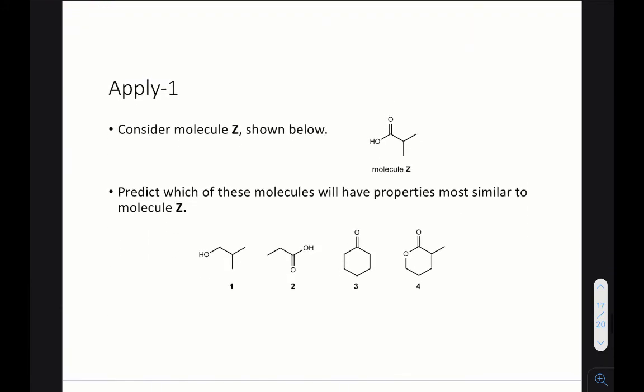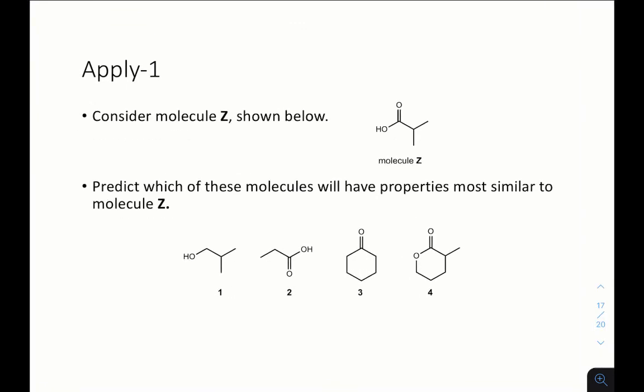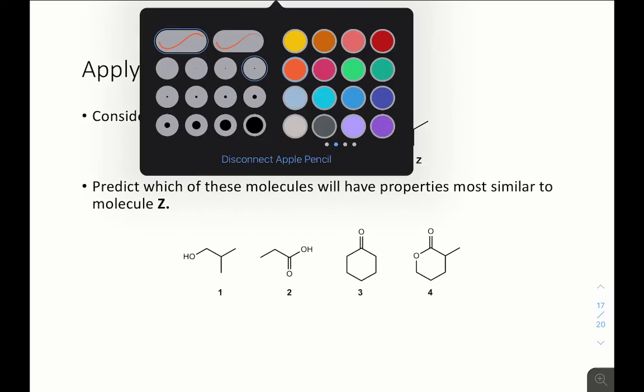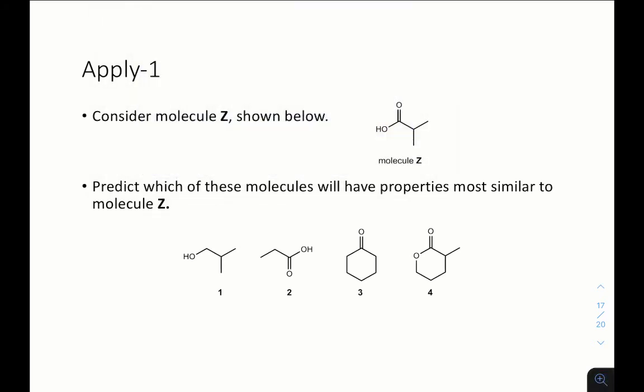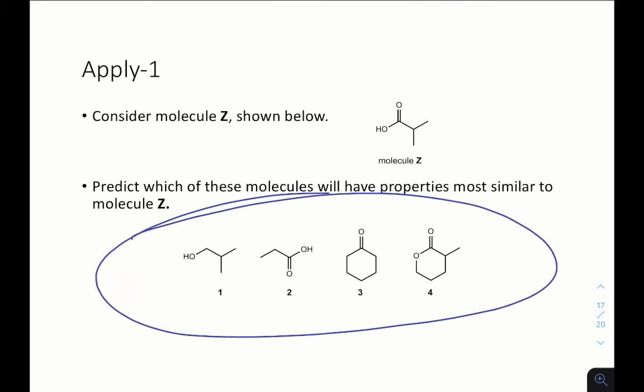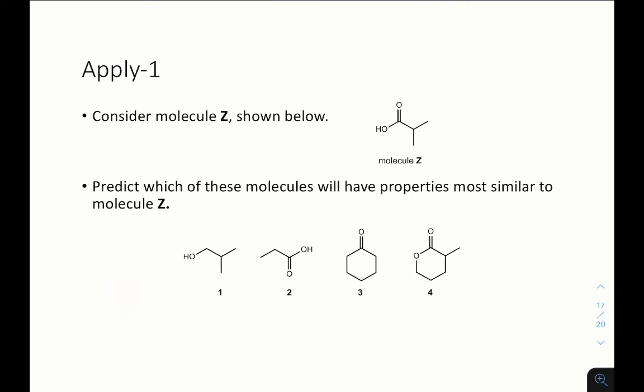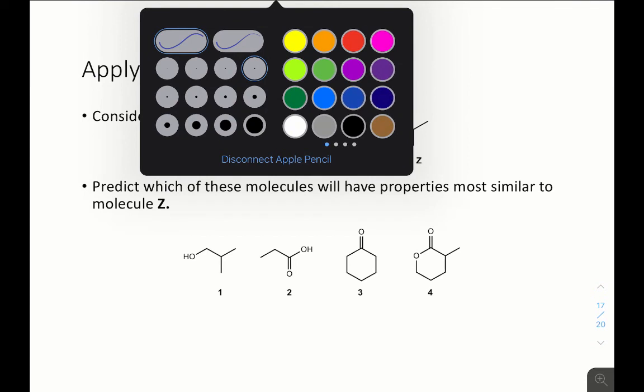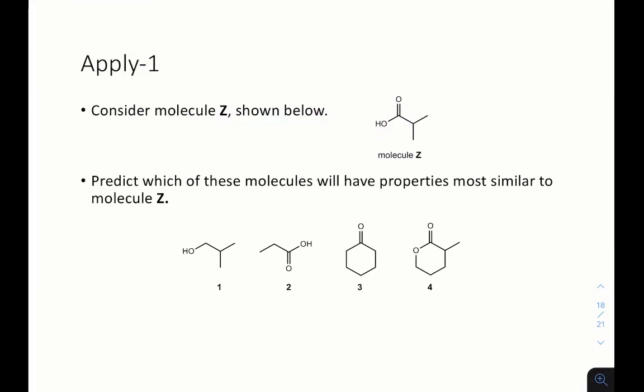So let's take a look at molecule Z here. Look at some simpler molecules for a minute. Predict which of these molecules, 1, 2, 3, or 4, will have properties most similar to molecule Z. Take a moment, try this on your own. We can see that molecule Z has a carbonyl, and then there is an alkyl chain bonded on one side of the carbonyl. On the other side, there's a hydroxyl group. So this is a carboxylic acid.